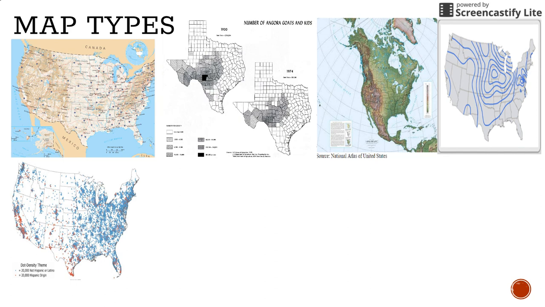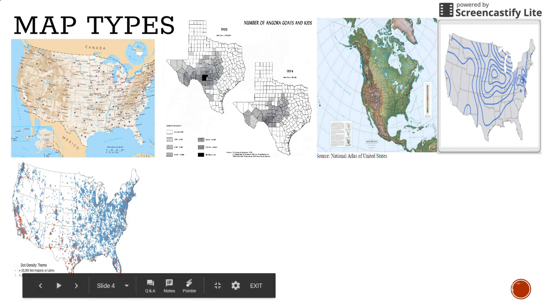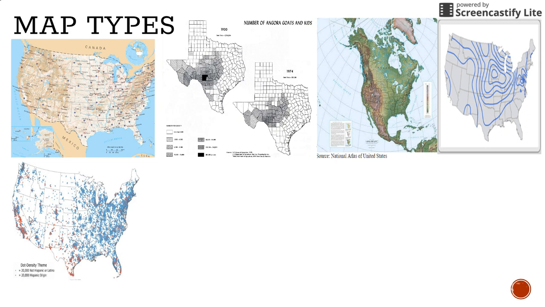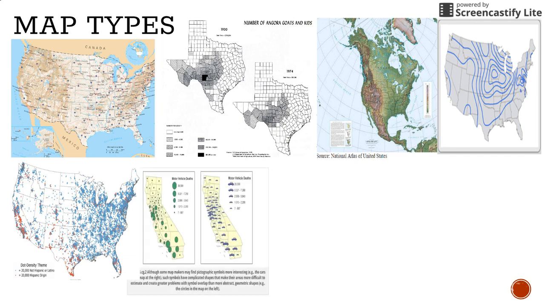Okay? So you can see on this map we have the red is going to be Hispanic origin. So you can see the cluster of red down here is going to be a higher concentration or a higher cluster of Hispanic Americans. And so you guys really have to pay attention to your theme in a dot density map to understand.